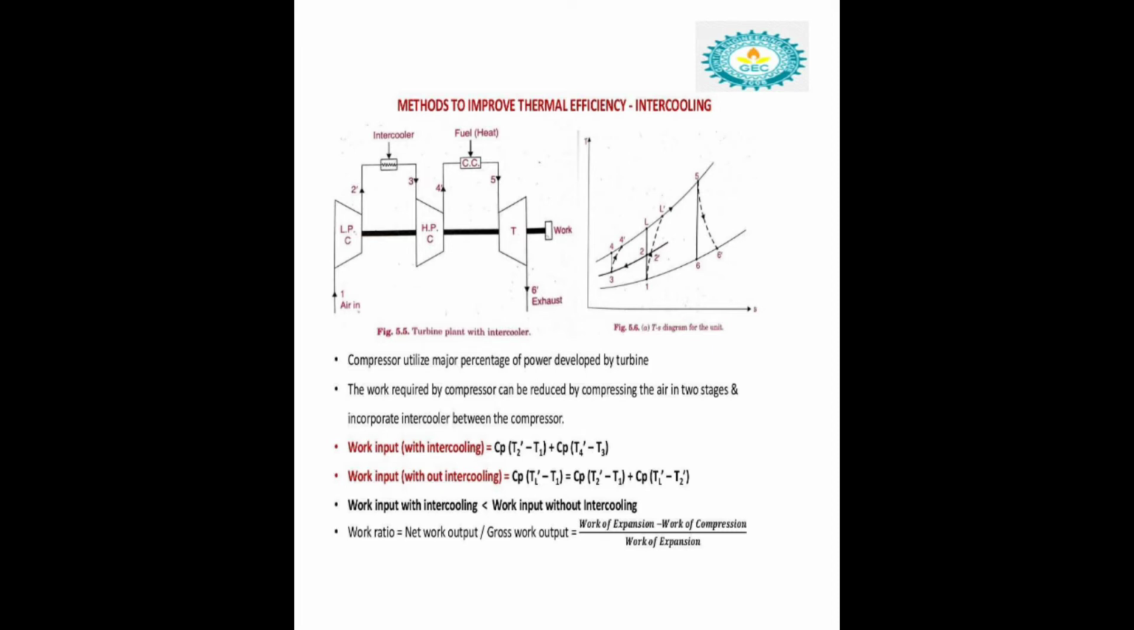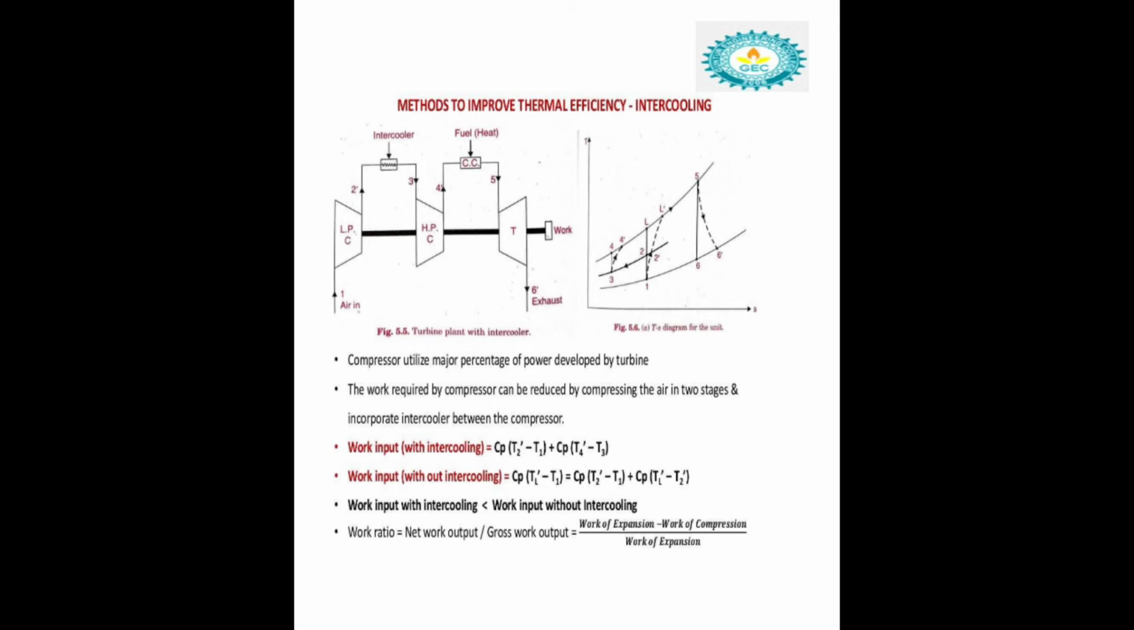Between these two stages of compression, we use an intercooler, located between the low pressure compressor and the high pressure compressor. With the help of the intercooler, we improve the efficiency of the gas turbine. Let us discuss the analysis part in intercooling. Suppose we consider the work input with intercooling.